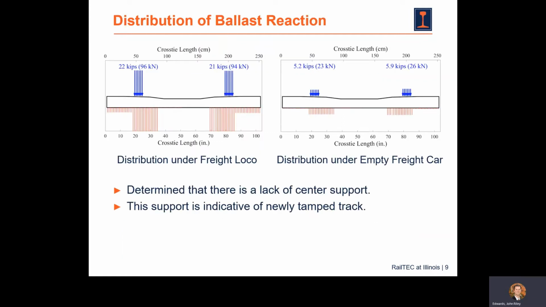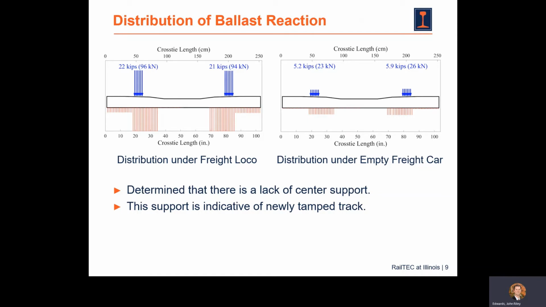So one of the things that the support condition back calculator gives us is the ability to show a balance of forces in graphics similar to the two shown on top. The first one on the left, you can see the distribution of the loads under the freight locomotives, and you can see that a lot of the reaction forces are quite centered beneath the rail seat. On the image on the right, you can see an empty freight car, and you can see similarly the distribution of reaction forces are beneath the rail seat, but we see a much lower magnitude in force.